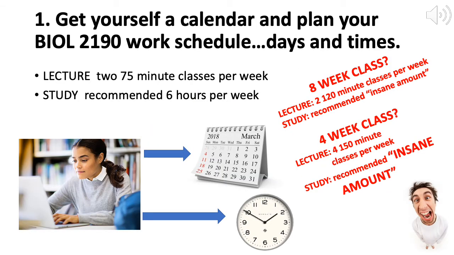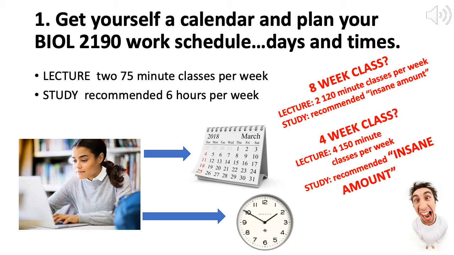Okay, Knaus, what are these six steps of which you speak? Step number one, get yourself a calendar and plan your Biology 2190 work schedule. That means down to the day and down to the time. Now, I know calendar sounds old-fashioned, paper calendars and all that stuff, but the fact of the matter is a paper calendar is invaluable in terms of something that you can physically look at, physically post, and physically write on.